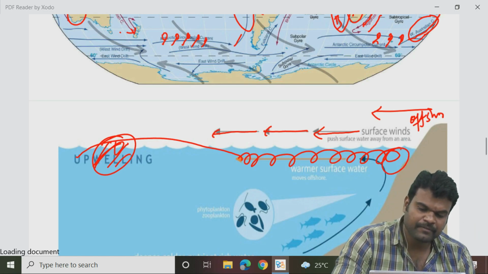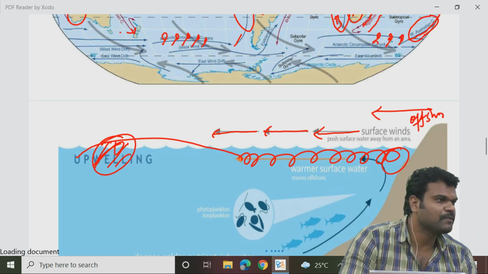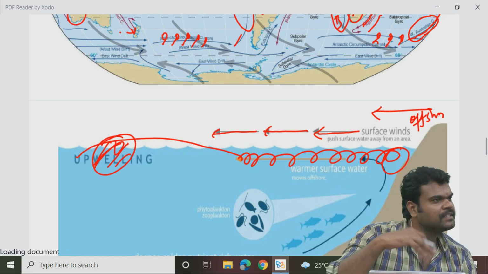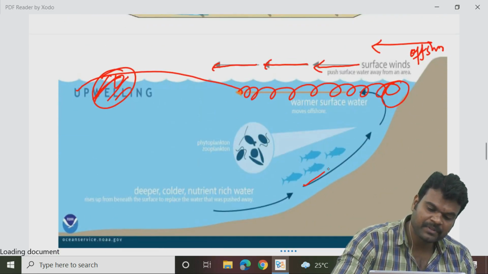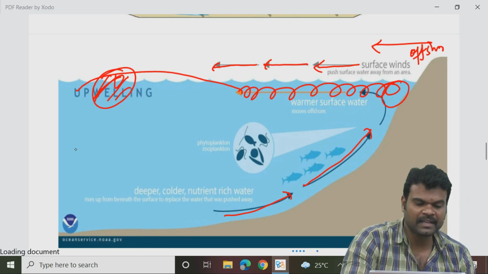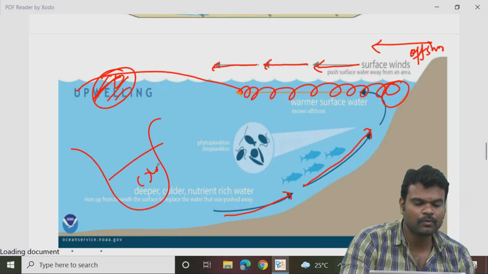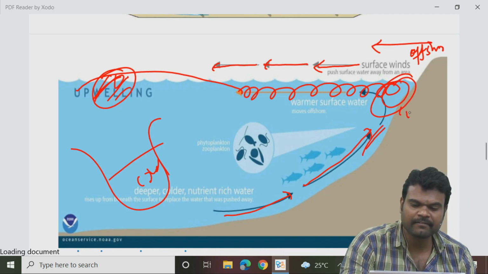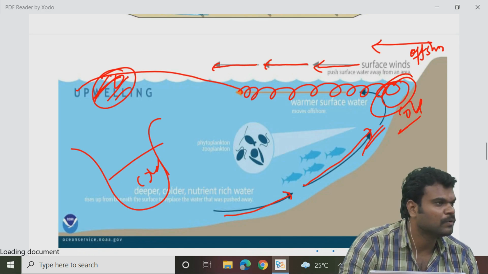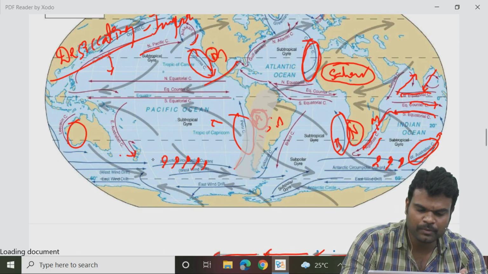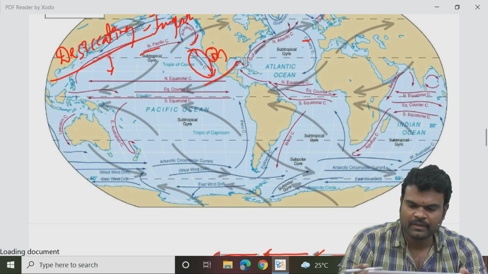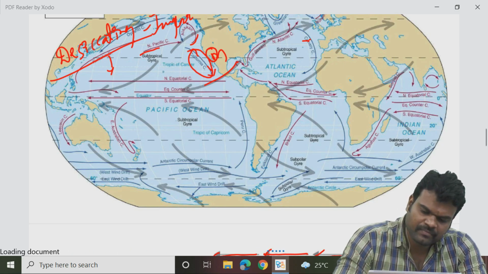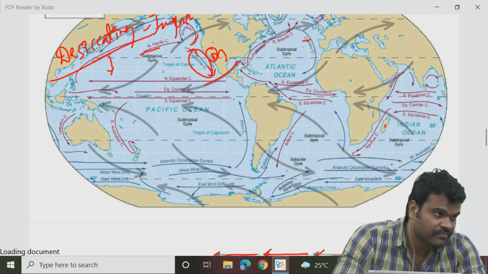So when you have the formation of a vacuum, some empty space in the water, obviously it is filled with other water. For that purpose, water should come from the interiors of the water body. And in the interiors, you have cold water. We call it upwelling. So due to upwelling, here you have the scope for the presence of cold current. Okay, the cold Peruvian current.